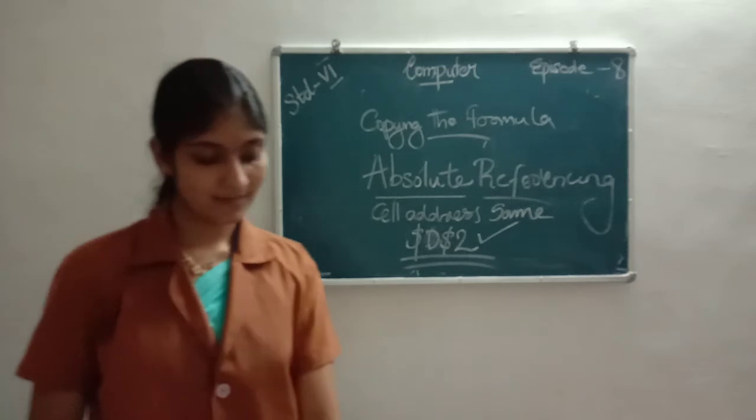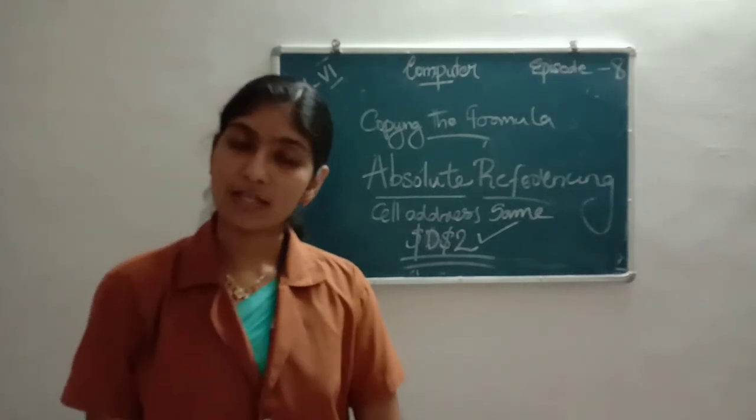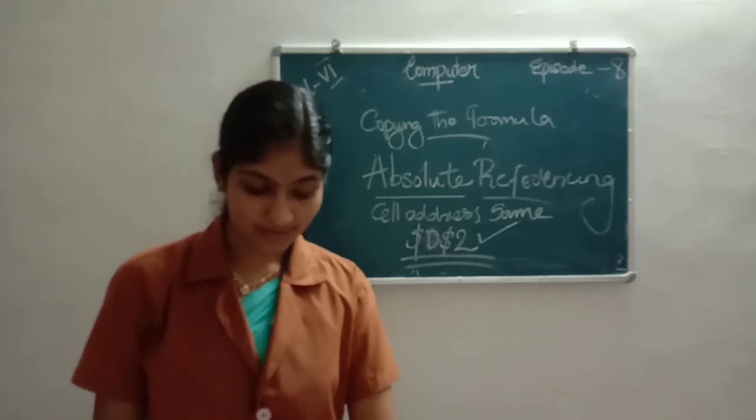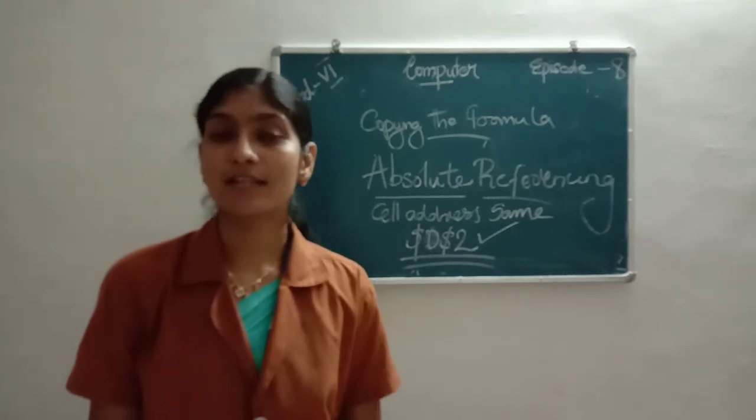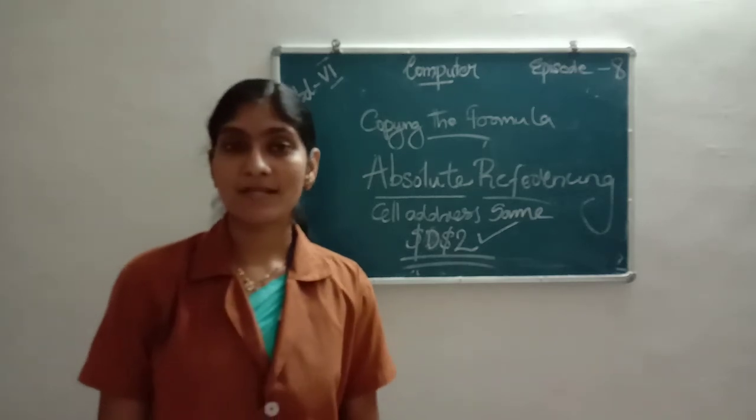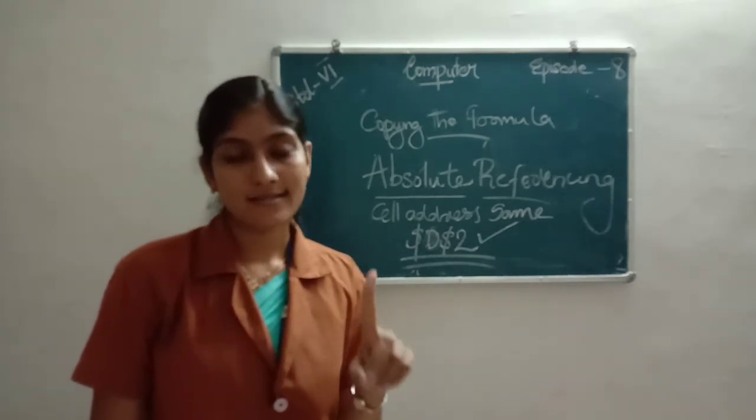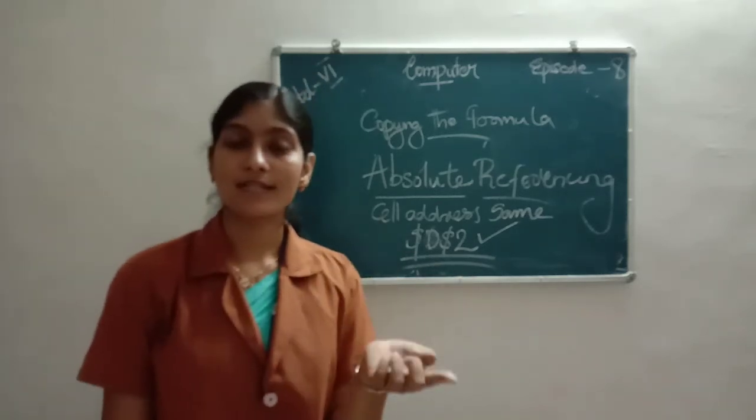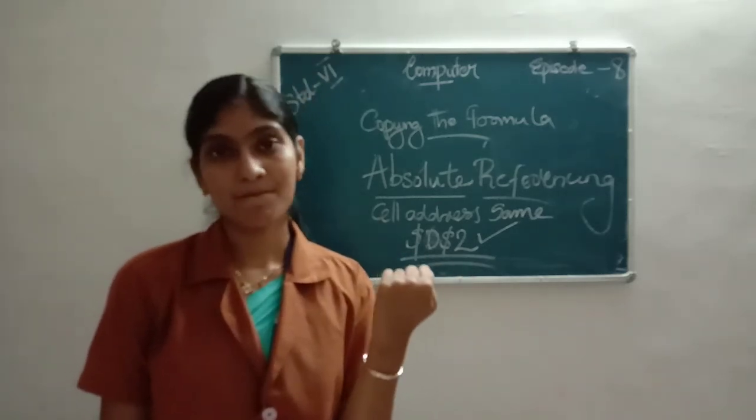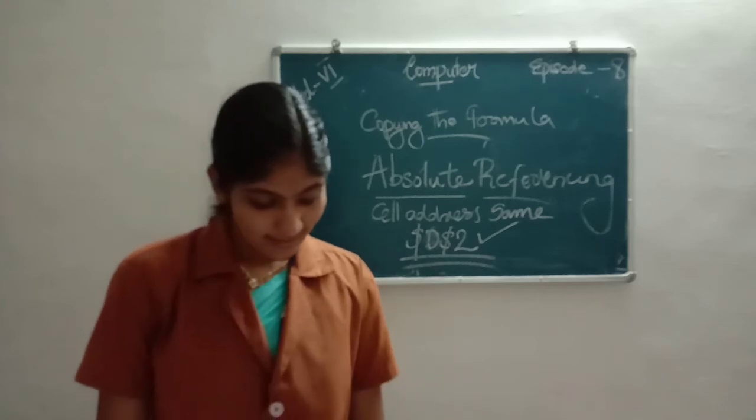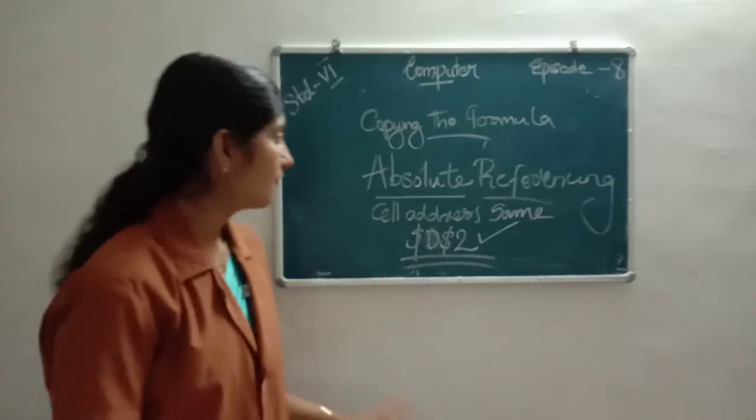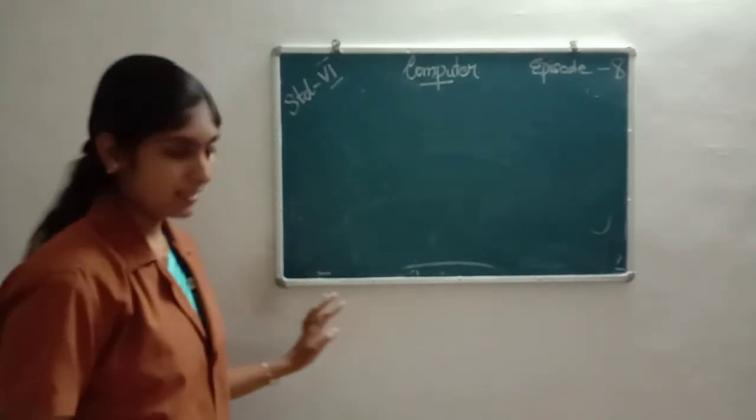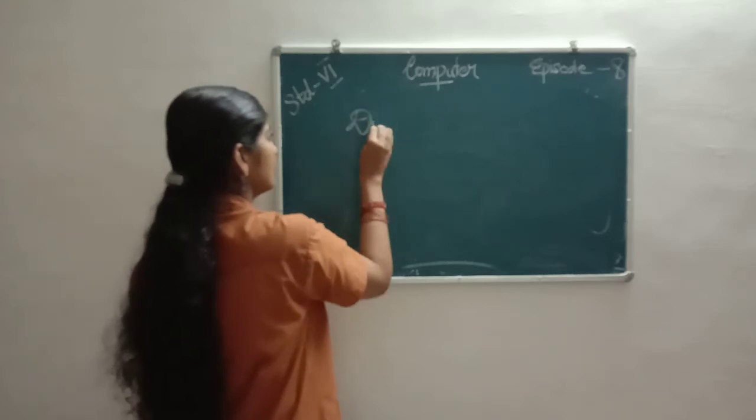So absolute referencing means that when you copy a formula to different cells, the cell address in the formula remains the same irrespective of where the formula is being copied. That means if you want to make a cell reference absolute, just put a dollar symbol before the row and column address. So that is how we know the difference between absolute referencing and relative referencing.